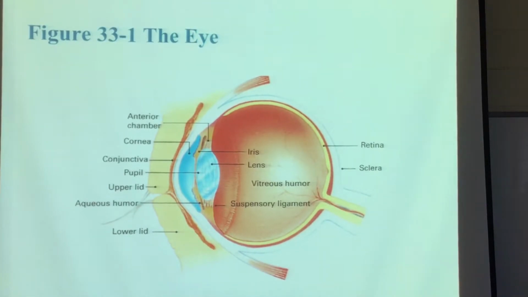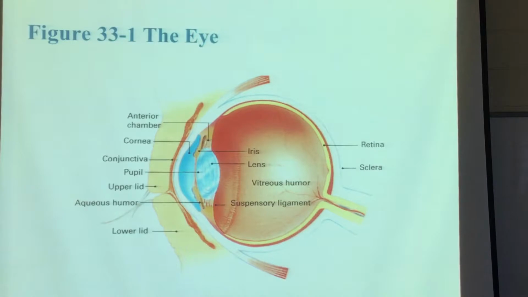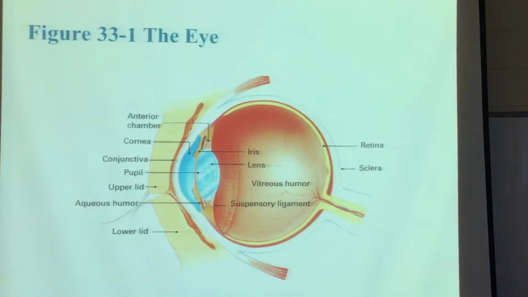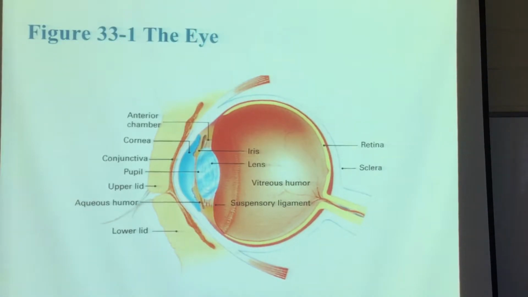Then we have the colored part, which is the iris. Behind that is the pupil that constricts and moves with the iris. And then we have the lens, which focuses things. It is then maintained in this type of shape based on these different types of humor or fluid. Anterior, we would have the aqueous humor. Posterior, we have the vitreous humor.